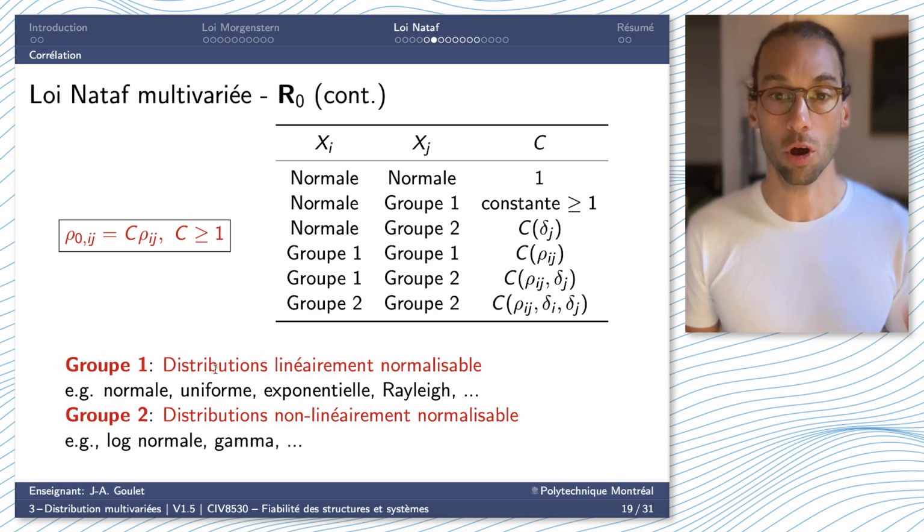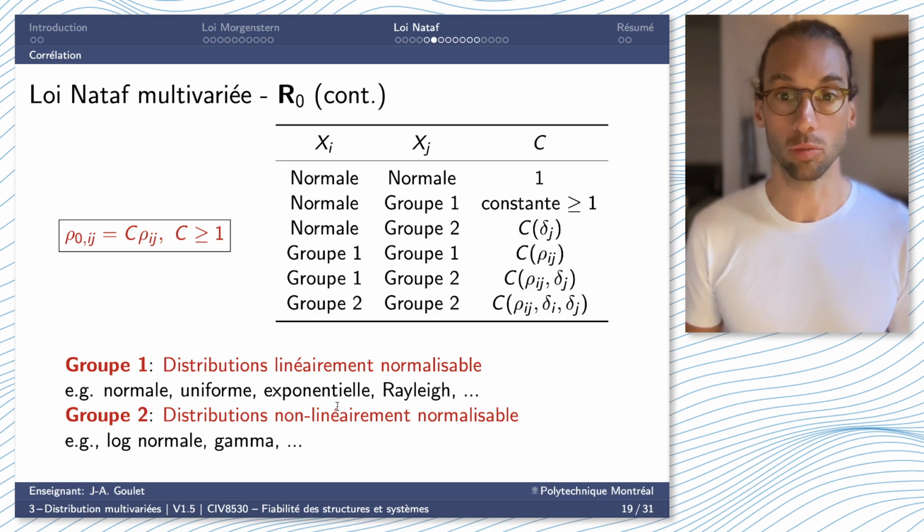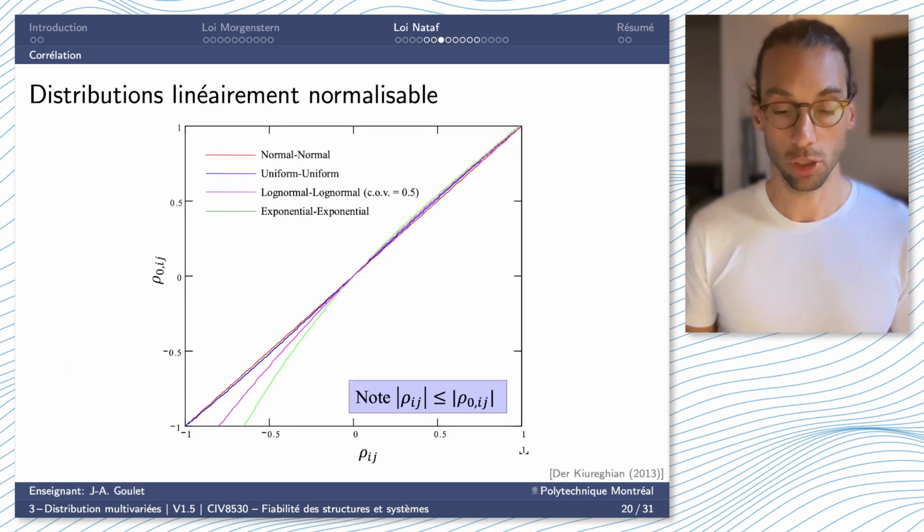So group 1 are the PDFs that can be normalized linearly, and group 2 can be normalized non-linearly. Group 1 is going to be normal, uniform, exponential, Rayleigh. Group 2 is going to be log normal, gamma, and other joint PDFs.